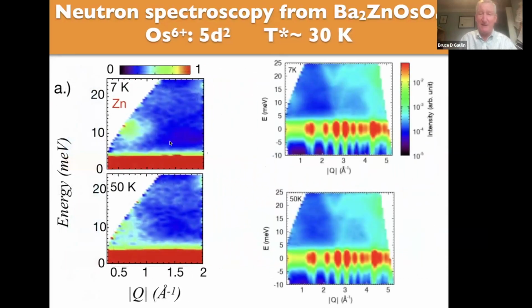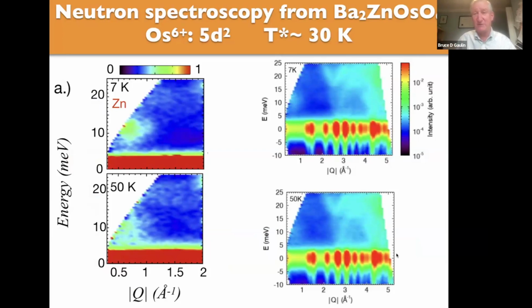And so this is just the same data on the left and on the right, and the only difference is that on the right, the data is plotted on a log intensity scale. So now I'm not paying very much attention to the inelastic scattering. I'm looking at the much stronger elastic scattering. And what I want you to notice here are two things. One of these might be hard to fully appreciate, but there's essentially no difference in the Bragg scattering at 7 Kelvin and 50 Kelvin.